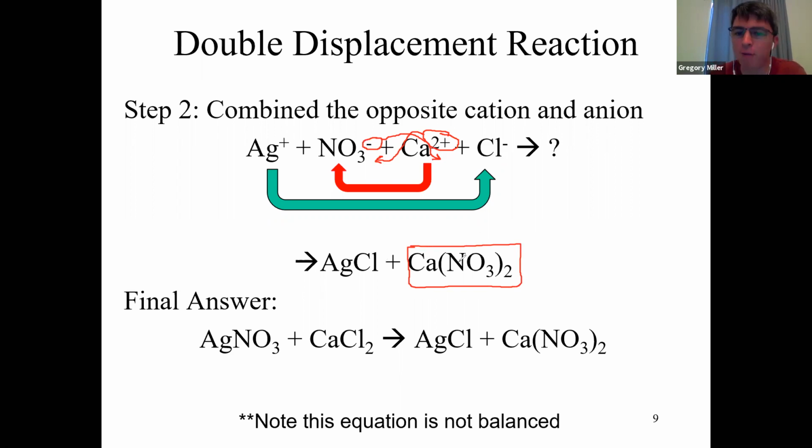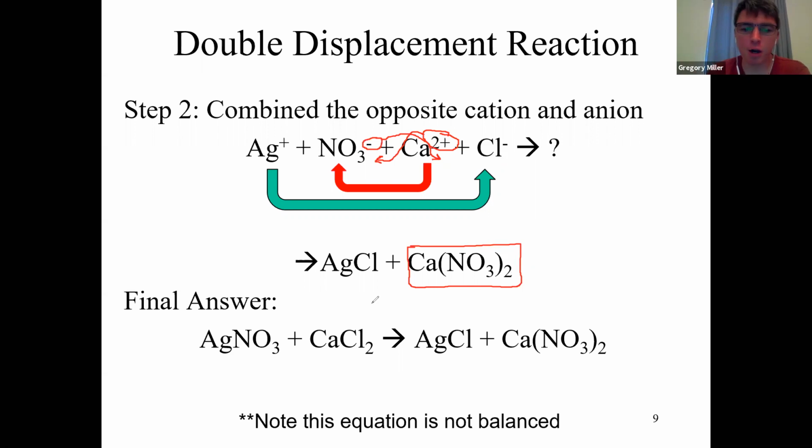Other thing to note, whenever you're writing a polyatomic ion that also has a subscript, make sure you put the polyatomic ion in parentheses. Otherwise, this would look like CaNO32, and that's not the correct formula. So make sure you put parentheses around your polyatomic ion.